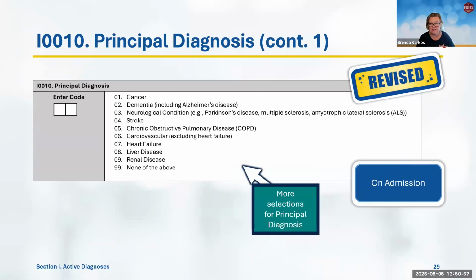The first part of this is the principal diagnoses. So there are many more options to choose from. This list was created based on results of national testing and the most common diagnoses found for hospice patients. And the list includes neurological conditions, stroke, chronic obstructive pulmonary disease, cardiovascular, excluding heart failure, and then heart failure, liver, and renal disease. And if you don't find the correct diagnosis for your patient on this list, you can always just choose 99, none of the above.